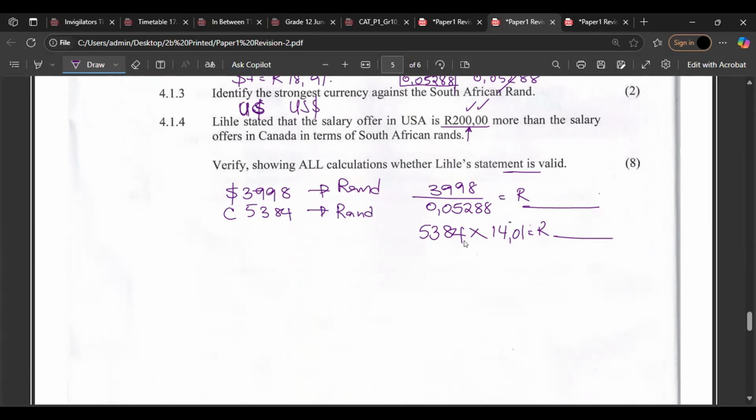3998 divided by 0.05288. So here the person has 75,605 Rands, 14 cents. And here he has 5384 times 14.01. He has 75,429. So we've changed the money into Rands. Now we need to know the difference. Let's subtract.